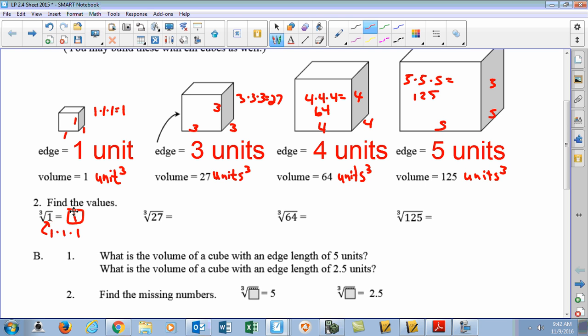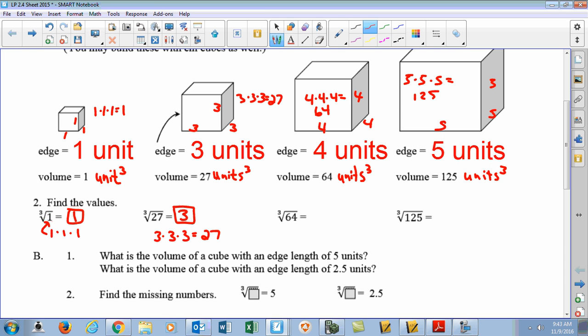So now let's go to the cubic root of 27. Well, we kind of did that problem up above, right? The cubic root of 27 is 3, right? Because 3 times 3 times 3 gives me 27. So that means if I took the cubic root of 27, that answer is 3, because I can multiply that 3 times itself to get 27.